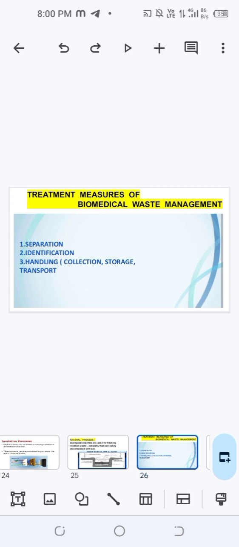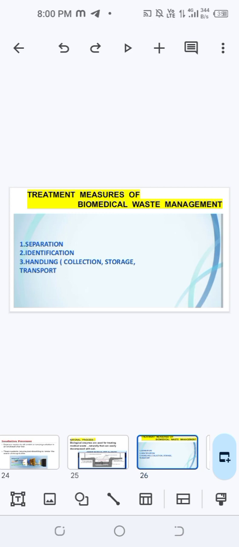The third process is handling, where we will collect the waste, store the waste, and then treat the waste through transportation. The collection of biomedical waste involves the use of different types of containers, which I have already mentioned, and they should be properly labeled and sealed. The containers should be leak proof, not only for sharp instruments, and of adequate size. Direct contact with the waste should be avoided. The bag should not be overfilled so that it can be closed easily.